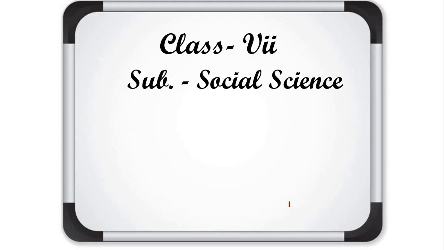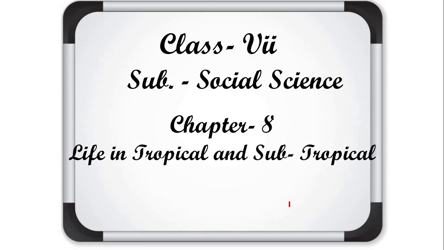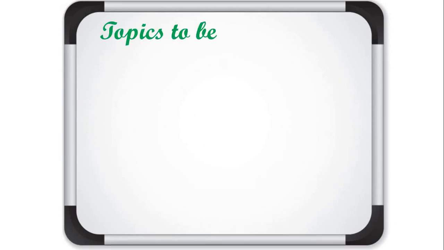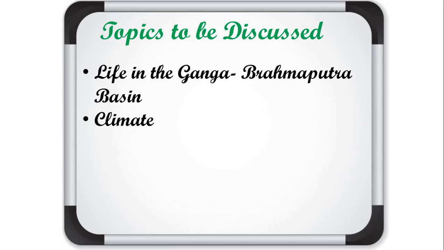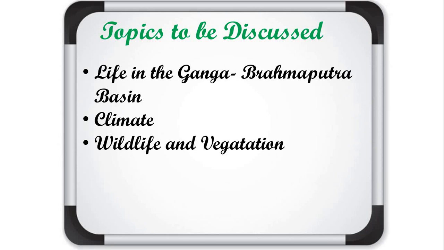This video is for the students of class 7th, subject Social Science. We are studying Geography Chapter 8, Life in Tropical and Subtropical Region. It is the second lecture of this chapter, and in today's lecture, the topics to be discussed are: first, life in the Ganga and Brahmaputra basin, the climate of this area, wildlife and vegetation, and in the last, homework will be given to you. So let's start today's discussion.